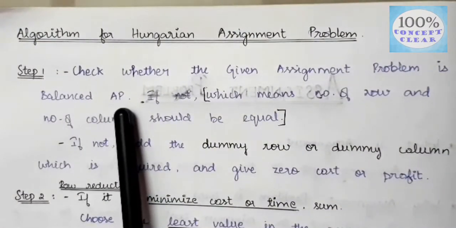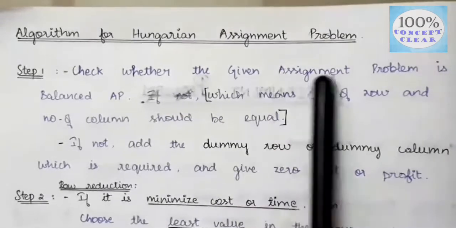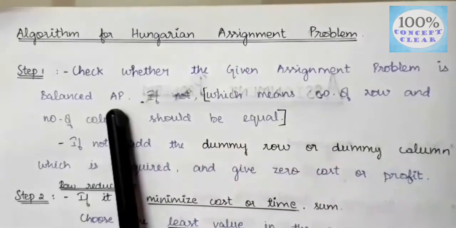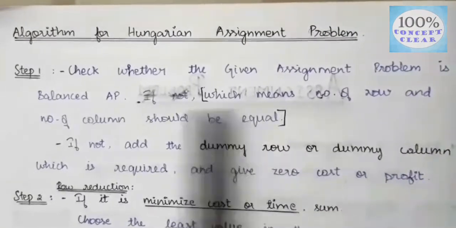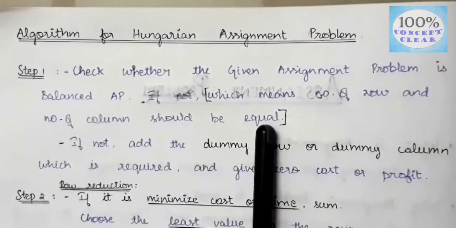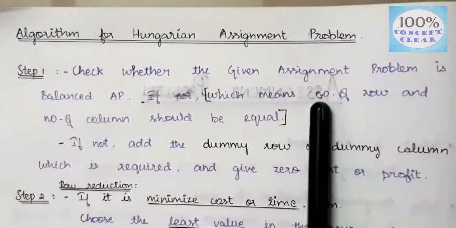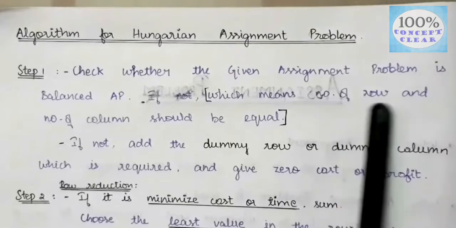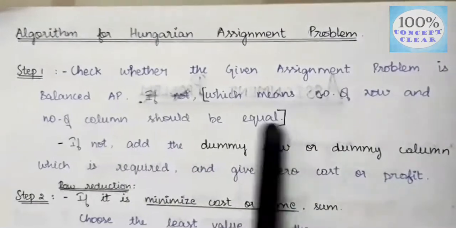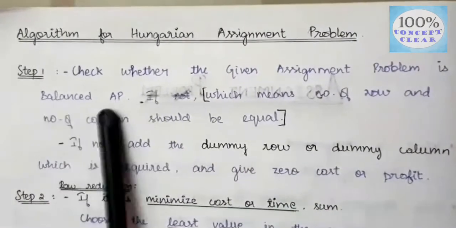So we are asked to check whether the given problem is balanced assignment problem. So which means number of rows and number of columns should be equal. That is, if number of rows and number of columns are equal, that is the given jobs and operators are equal, then it is a balanced assignment problem.